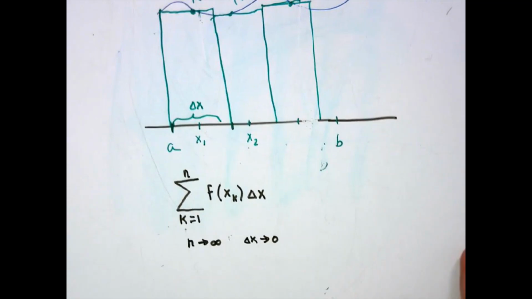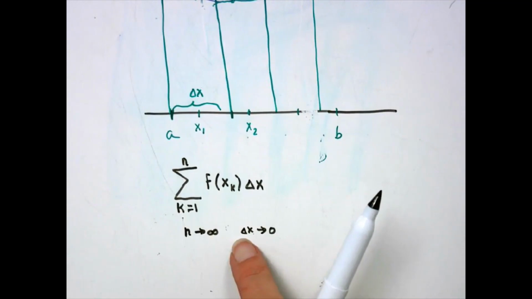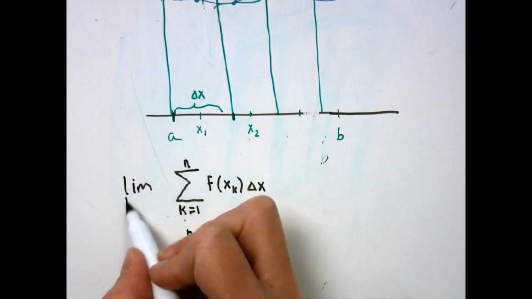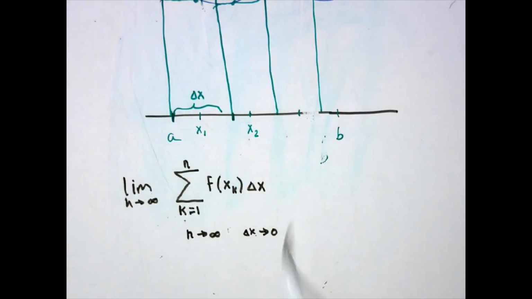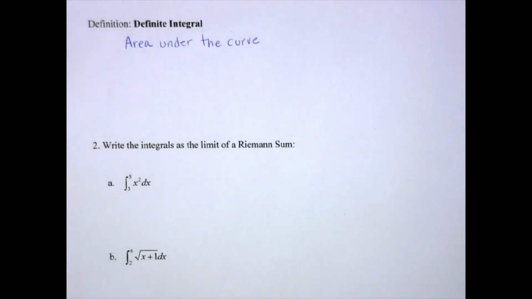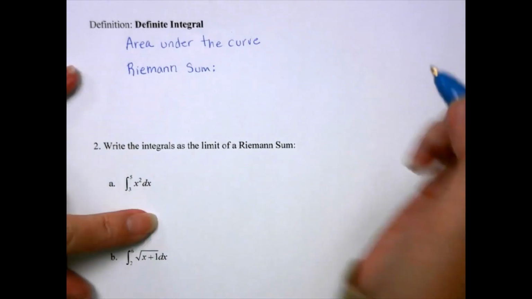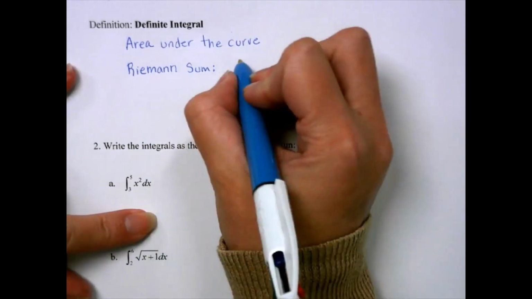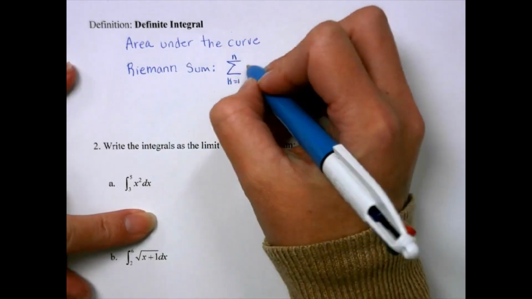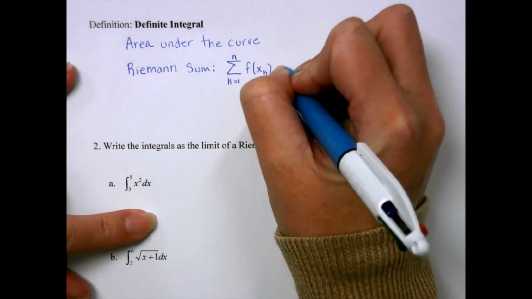You'll see this written in several different ways. Some will give it where you're looking at the limit as delta x goes to 0. We're going to do this as the limit as n goes to infinity of our Riemann sums. So that's going to be our definition. Let's put that more formally. A Riemann sum is the sum of our rectangles. So it's going to be the sum from k equals 1 to n of f of xk times our delta x.